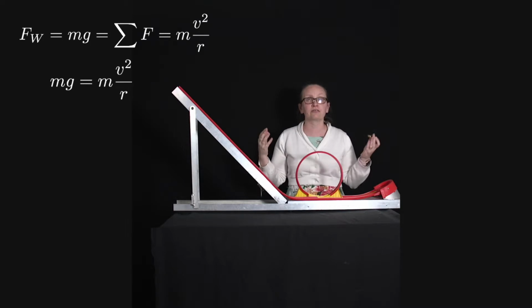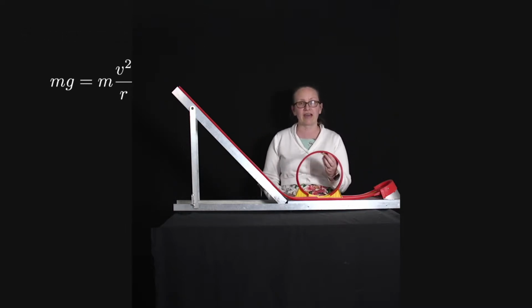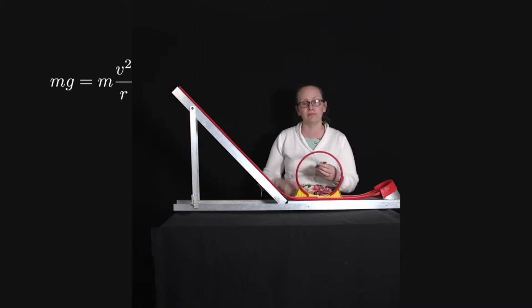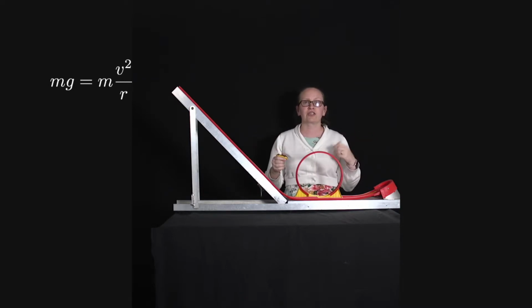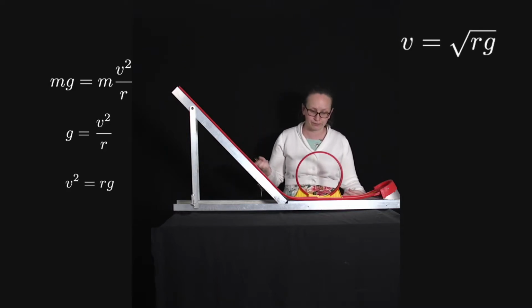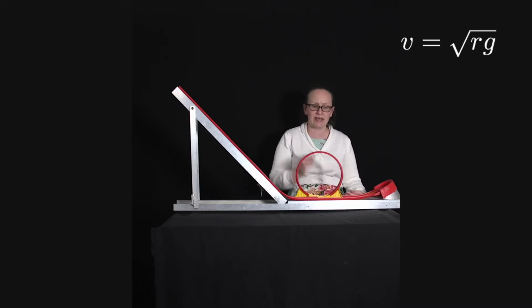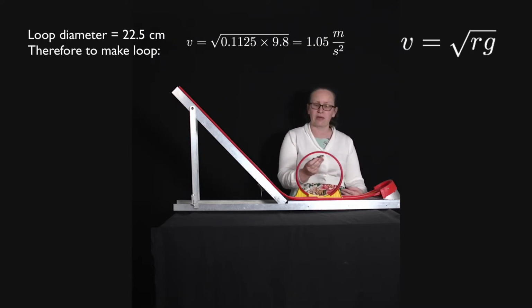So we can use this to come up with an expression for the speed the car needs to have at the very top of the loop in order to traverse it. So we've got mg is equal to mv squared on r, which tells us that g is equal to v squared on r. So v squared is equal to rg, and v is equal to the square root of rg. So if a car's speed is greater than this at the very top, then it will make its way all around the circle.